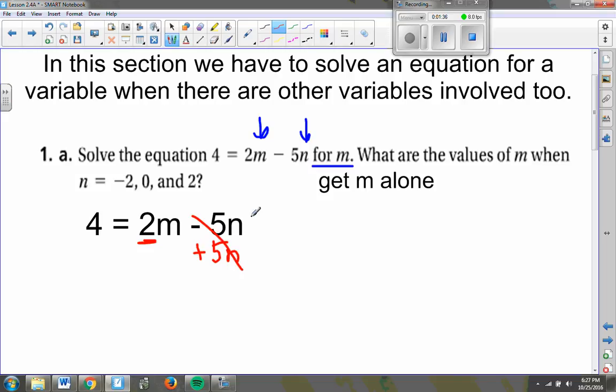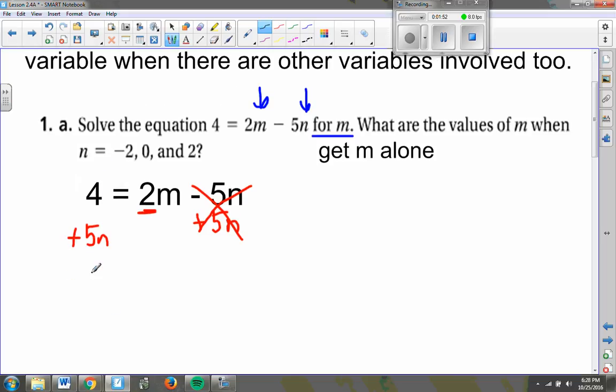So I cancel out the 5n because it was minus by adding it, and then I add it on the other side as well. The thing that we have to be very careful of here is that this side of the equation, this 4 right here, does not have an n, so we don't get to add it onto the 5n. We can't because they are not like terms, so we just say 4 plus 5n. That's what I have on the left side now.